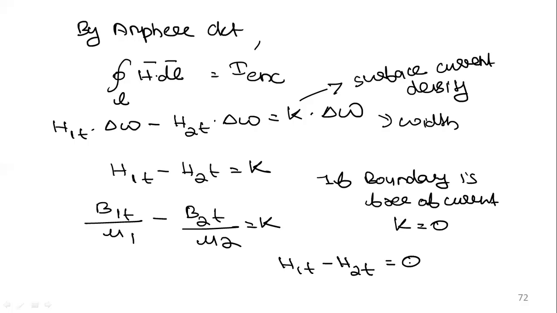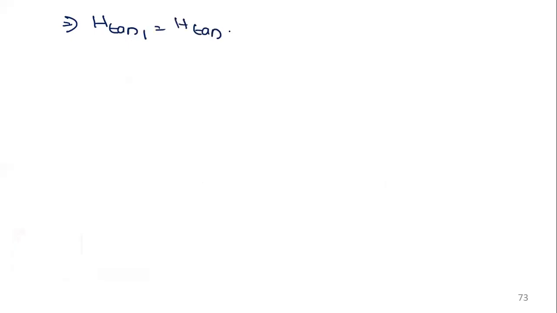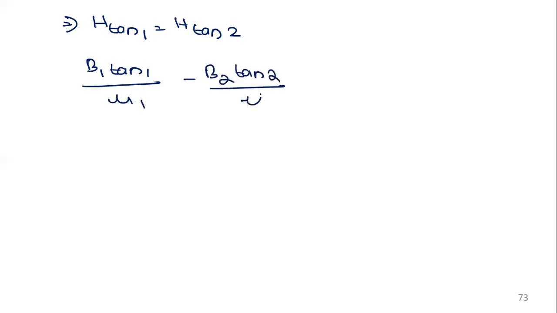T means tangential component. I'm not writing it like tan, so don't be confused; it is a tangential component itself. Then how can we write it? Therefore H tan 1 will be equal to H tan 2. Also B1 tan 1 divided by mu1 minus B2 tan 2 divided by mu2 is equal to 0.